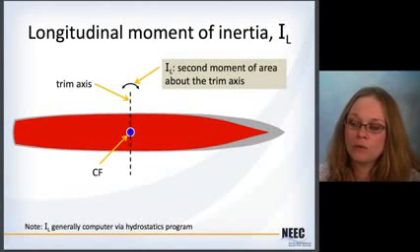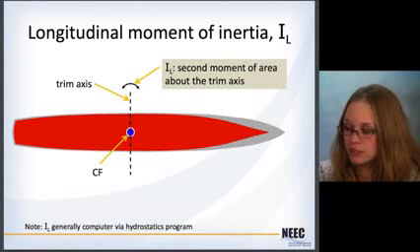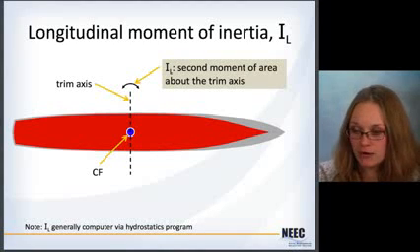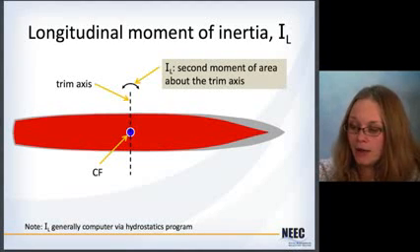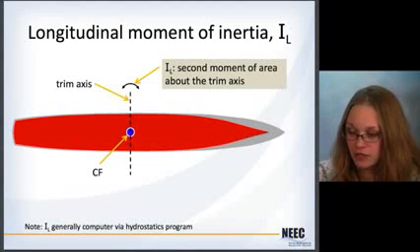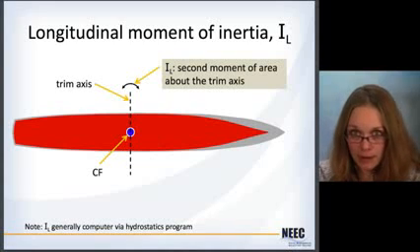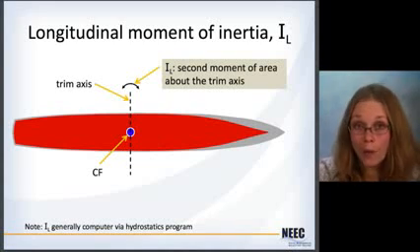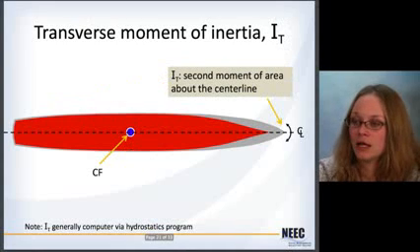Okay. With the waterplane, it has a couple of different moments of inertia. The first one is the longitudinal moment of inertia. This is the moment of the area about the trim axis here. This inertia is almost always going to be calculated for you by a hydrostatics program on the computer. So you just run the calculations and it gives you this number. So you just need to know what it is and where you use it.